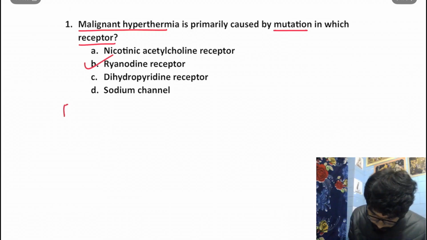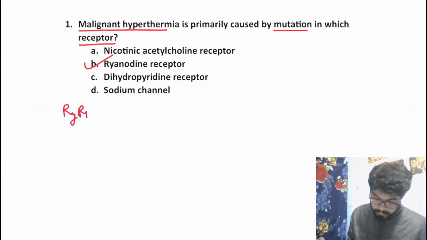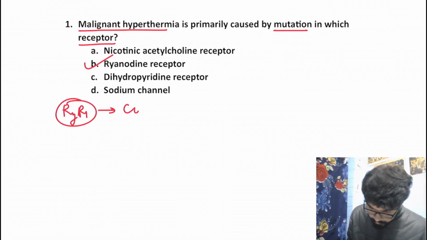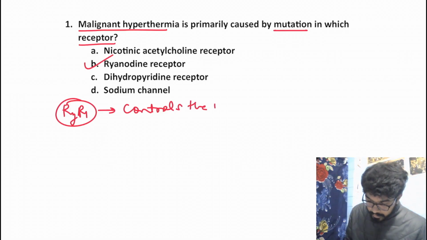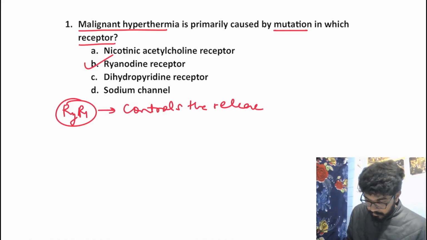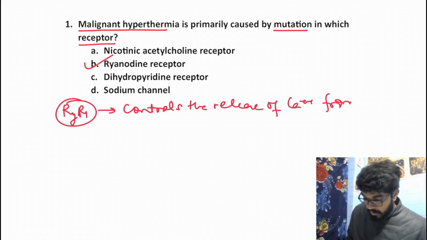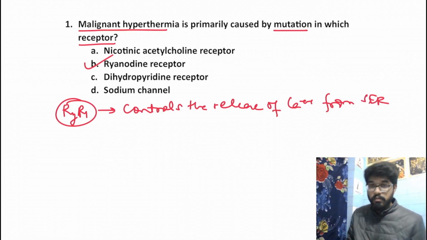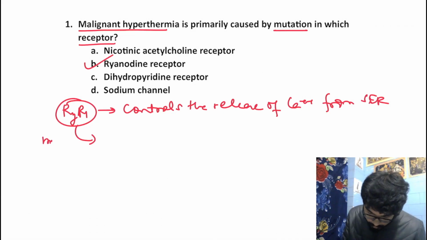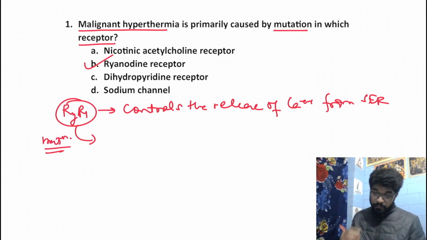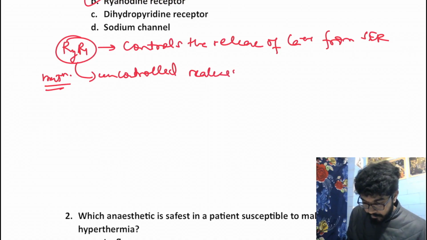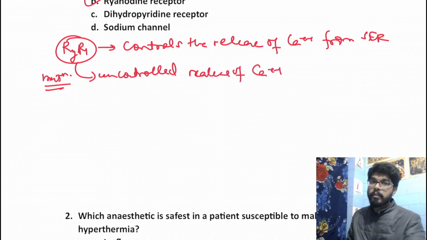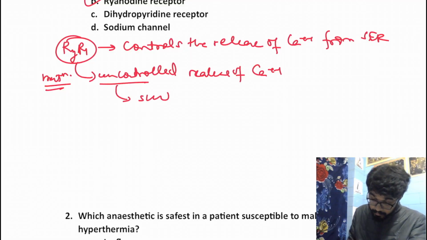What happens? These ryanodine receptors are responsible for the release of calcium from the sarcoplasmic reticulum. It controls the release of calcium from the sarcoplasmic reticulum, which is essential for muscle contraction. Now, as a result of the mutation, there is uncontrolled release of calcium, and this uncontrolled release of calcium would result in a sustained muscle contraction.